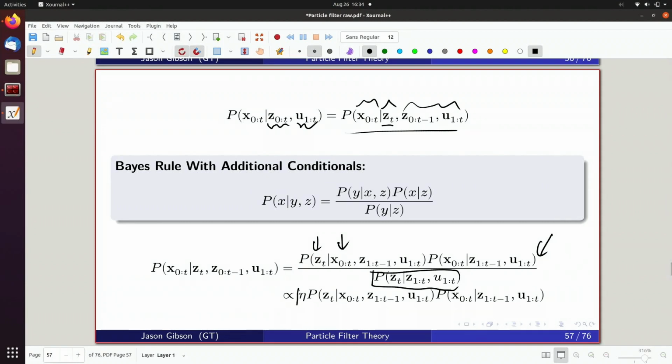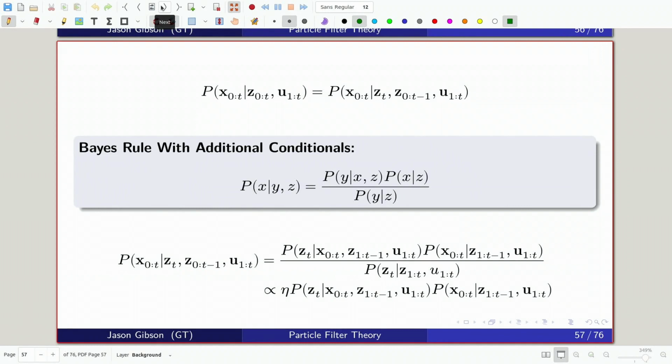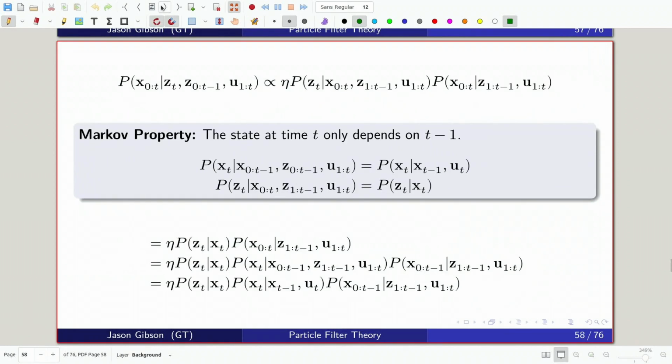You represent the denominator by this thing called eta, and you'll see this convention a lot, and then people will say it's proportional to through this symbol here. So now we have this new equation, which has fewer terms and is a little bit simpler. Remember what we're trying to do: we started off here with the probability of the state trajectory given some prior sensor readings and prior controls. We're going to say that is proportional to the equation we have on the right.